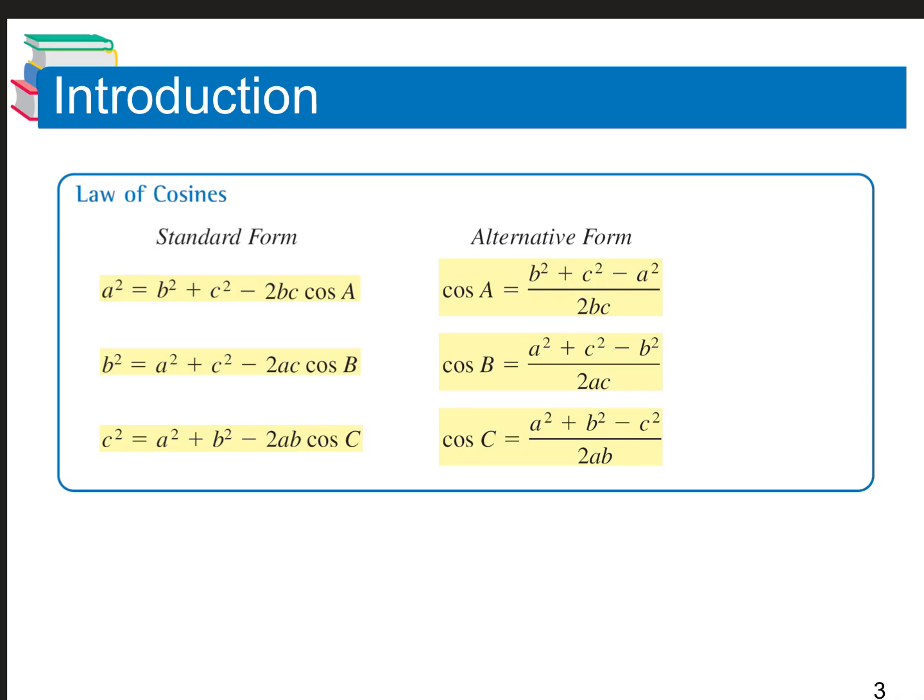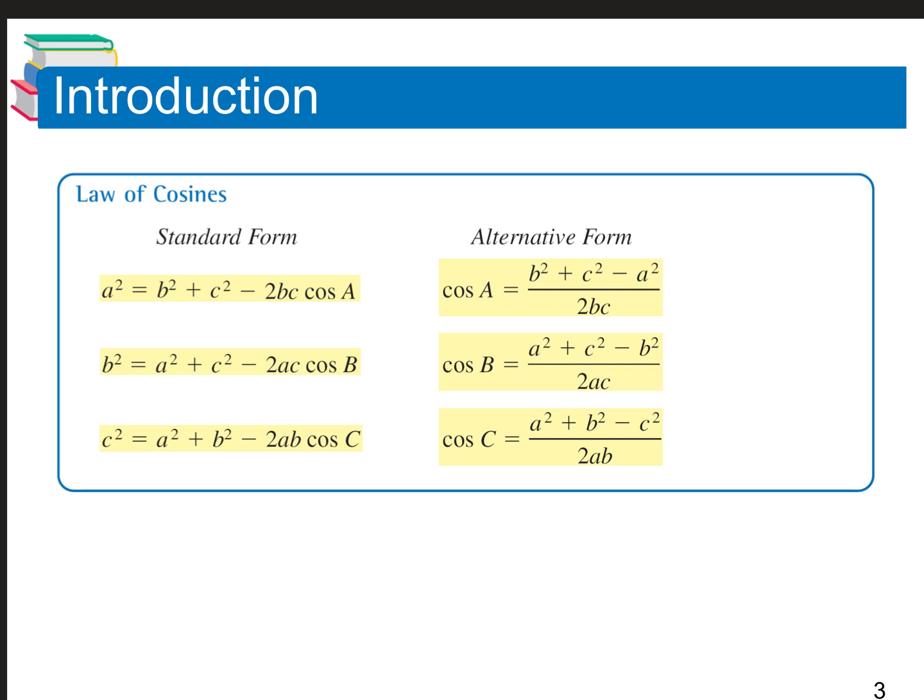Law of cosines has a long formula. There's the standard form when you're trying to find a side length. And then there's the alternate form, which you're trying to find an angle measure. You will be given both of these on the quiz or the test. All three of the formulas are the same. It just depends on what side versus angle you're looking for.